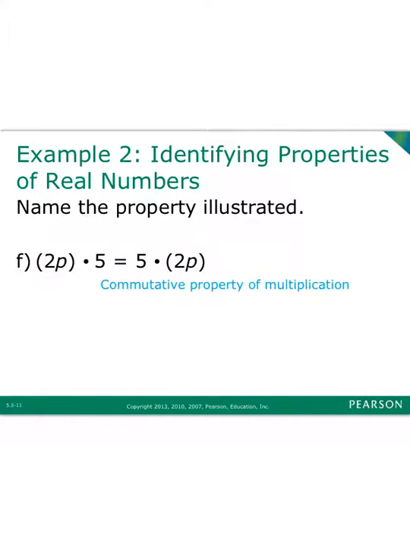Again, we're going to identify the property that's illustrated. So we have parentheses 2p times 5, which equals 5 times 2p. This again is the commutative property of multiplication. In many cases, we will simplify our result. If we have 2p times 5, we will also end up just going 10p. That makes sense.